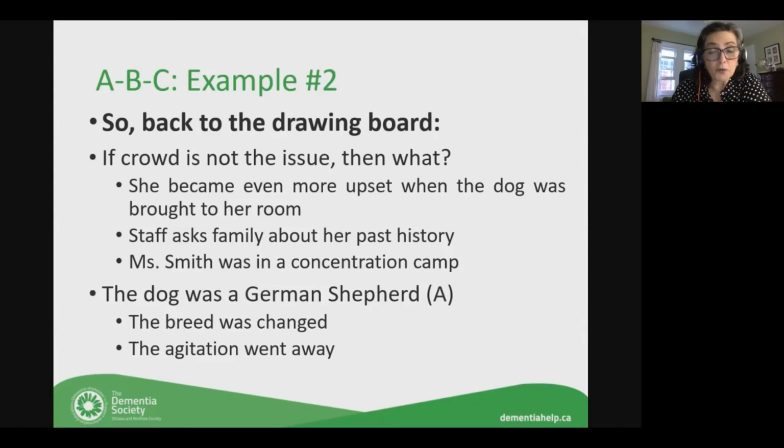And though they are wonderful animals, they realized that for that patient, that was not working. And so the breed was changed and the agitation went away. So you can see where there might be trial and error in this approach, but having that ABC approach can help you to figure it out.